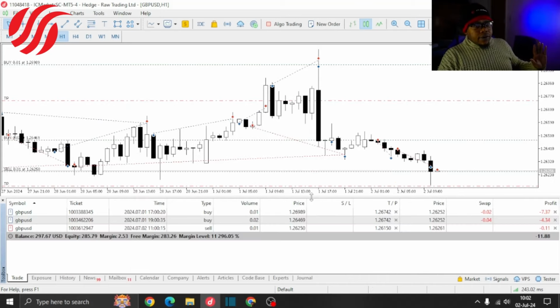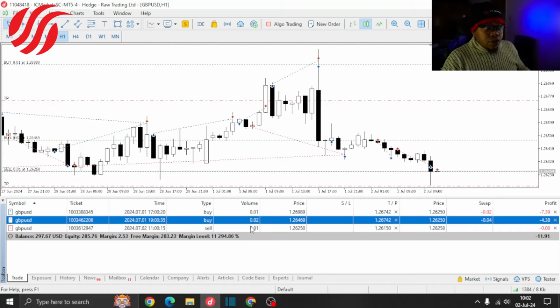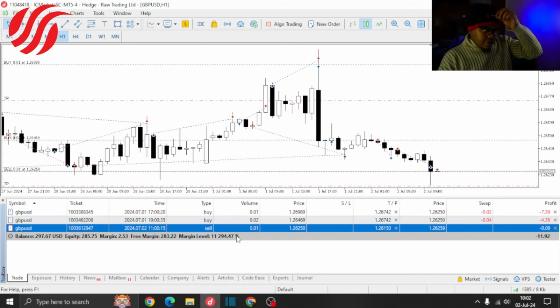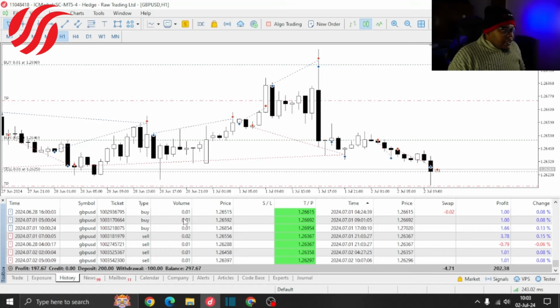For where we are right now with the account, it has taken some trades. There is one buy 0.01 open, there's a buy 0.02 open, and there's a sell for a 0.01 that is also open. The total here is $11 and 80 something 90 cents, and that comprises the profits that you see here, whether it's negative or positive, plus swap. So our balance is $297 USD.